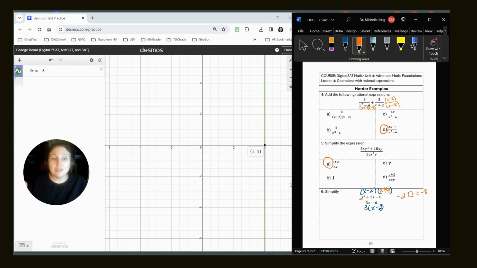So now that we've simplified the numerator and denominator, I can cancel out my x minus 2's. So my solution would be x plus 4 divided by 3.